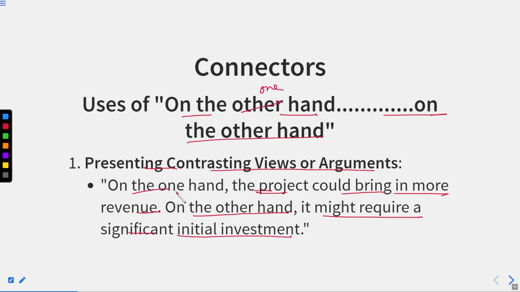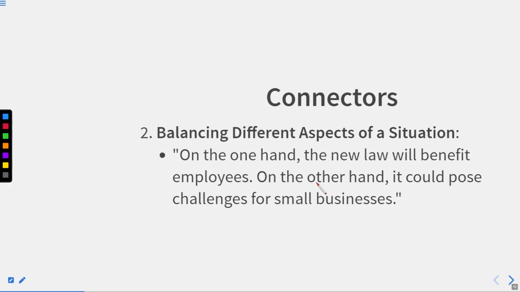So here, on the one side the project is profitable, and the negative side of it is it might require a significant, it means much of the initial capital investment. So that is the drawback of the same project. Both the advantage and disadvantage have been shown in the same sentence.